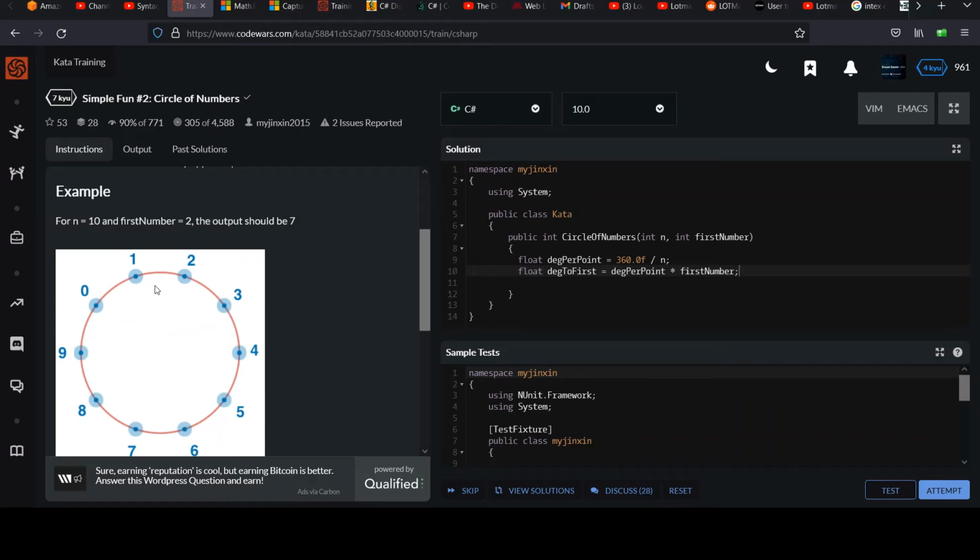So we know the degrees represented here. Okay, next we want to jump across the circle, and I do that by adding 180 degrees. So I could say degrees to opposite. Wow, my spelling's awesome today. Degrees to opposite. Okay, so that would be like degrees to first plus 180.